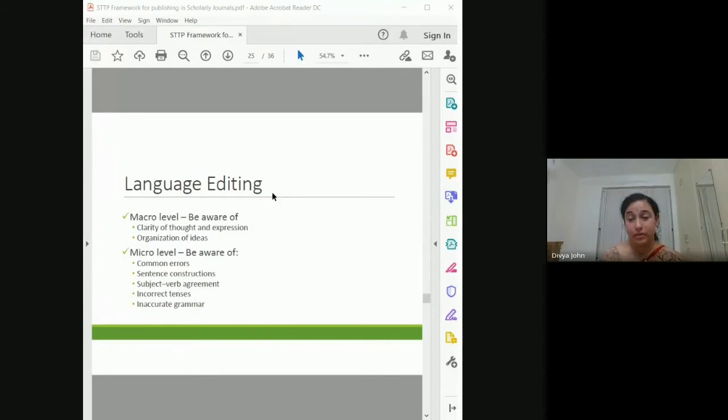Look for your common errors. Look at your sentences, whether they're all complete sentences, whether there are sentence fragments or run-on sentences. So check whether your sentences are correct. Subject-verb agreement is something that we should all try to adhere to, and check for incorrect and inaccurate usage.